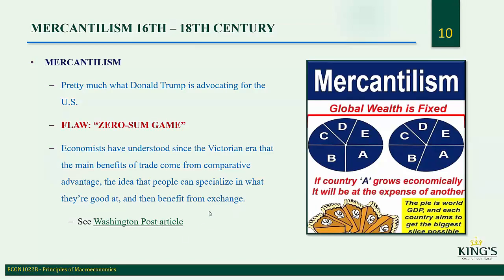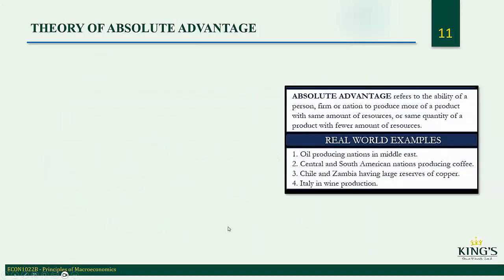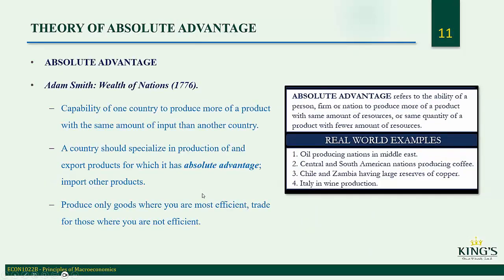There's a link here to a good article if you want more background on this. So the theory of absolute advantage was first talked about in Adam Smith's popular book, The Wealth of Nations. Absolute advantage just means, if Canada would have a certain absolute advantage at, say, lumber, we have lots of it. We can maybe produce it cheaper than another country.